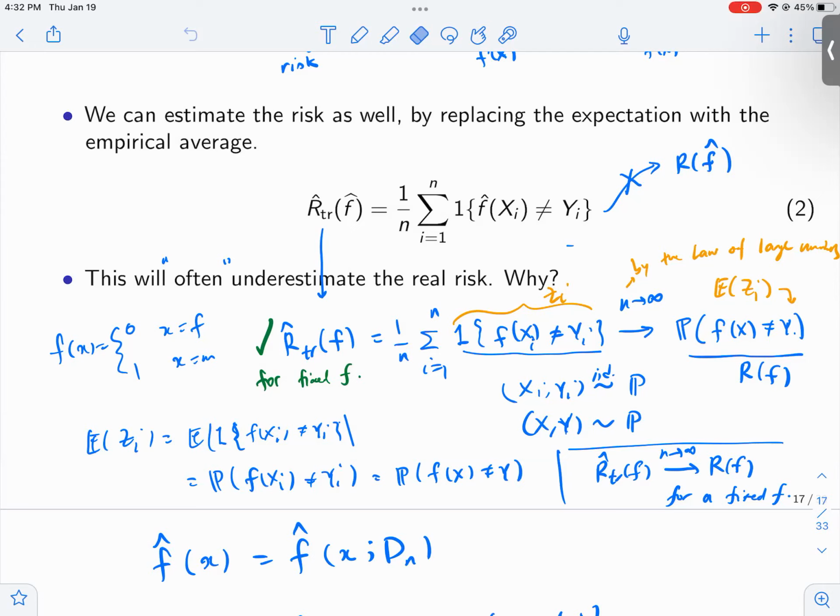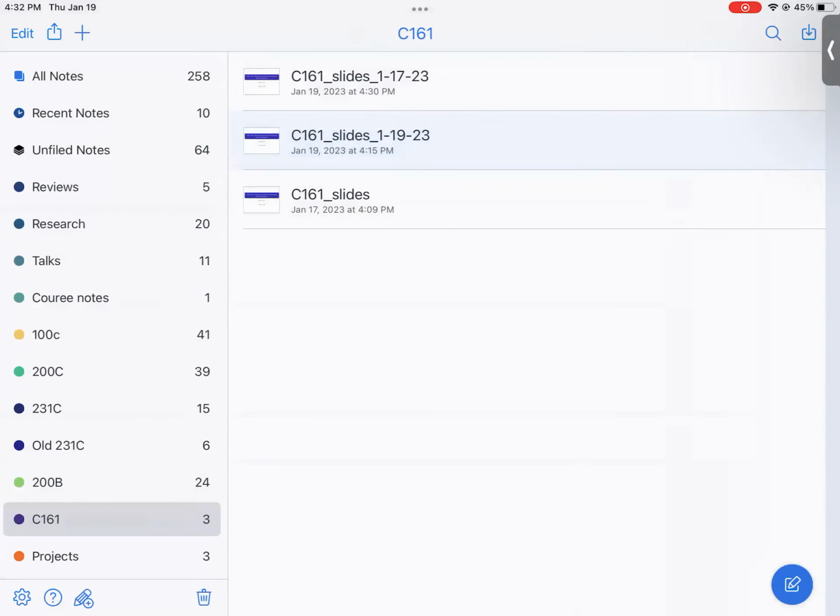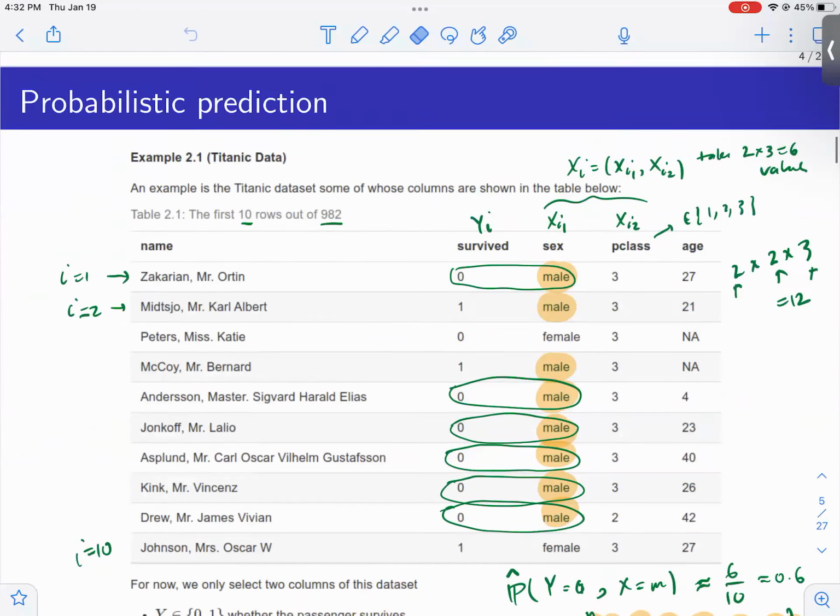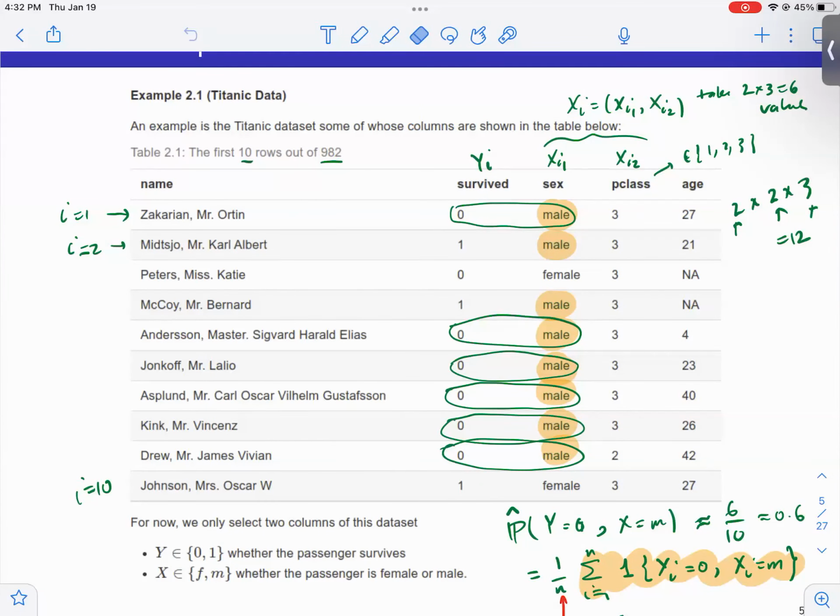So can you give me an example? Suppose that x's are continuous. Suppose we're doing the age. I give you this data set. Ignore the 2 rows that have NA in them. I want to classify based on age. Can you give me a classifier whose training error is always 0?